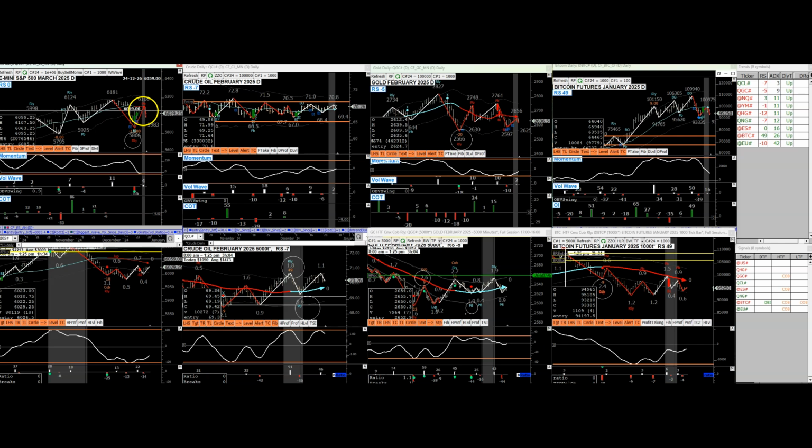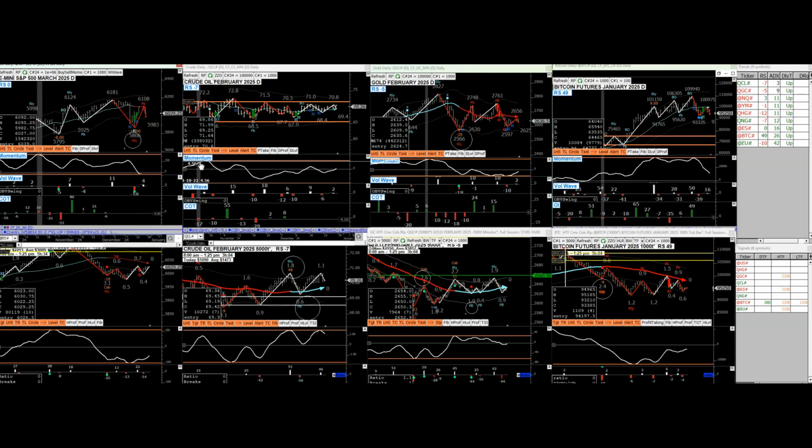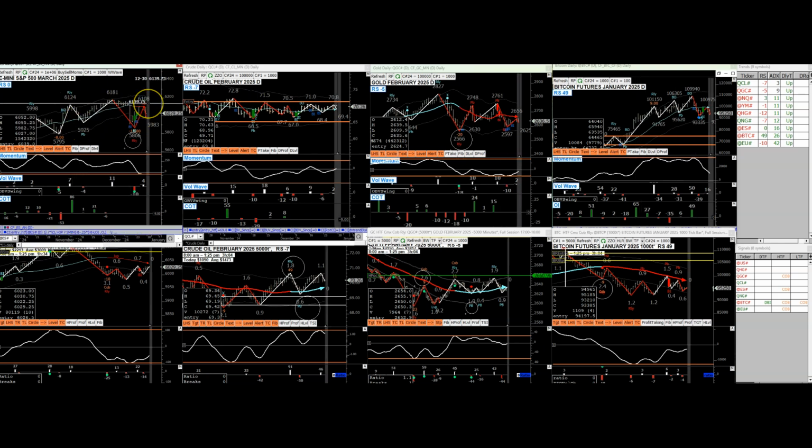As it pulls back, what did I just explain? What do we look for? Selling pressure, right? So rally up. When it pulls back, what do we look for? Buying pressure. Rally down, what do we look for? Selling pressure. On the pullback.